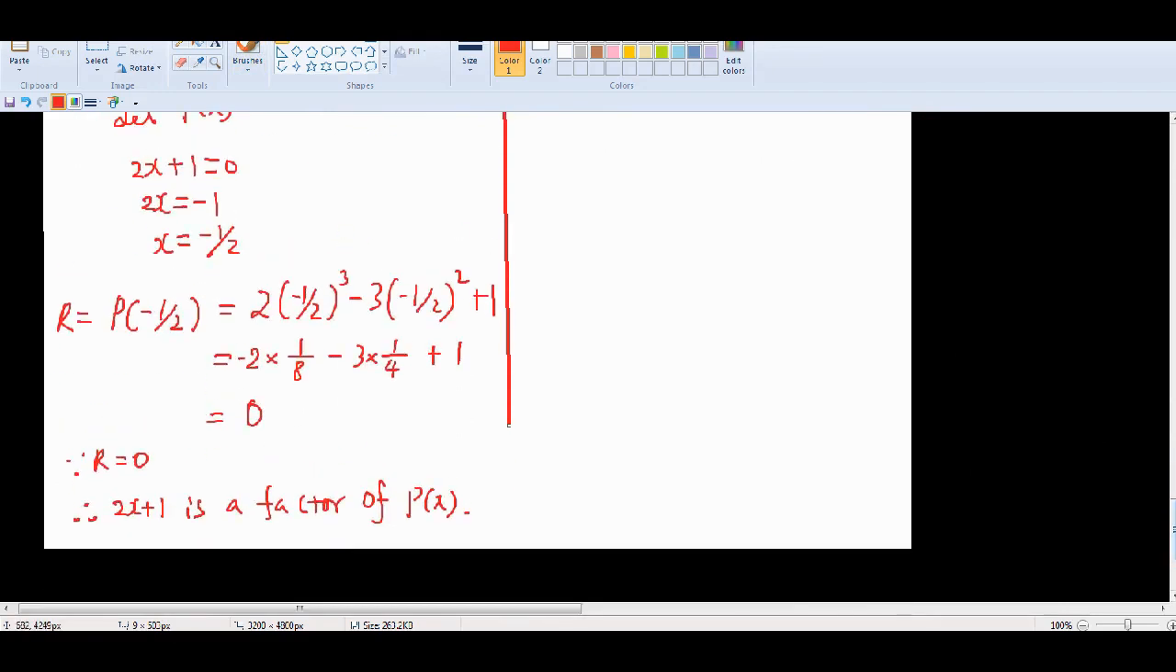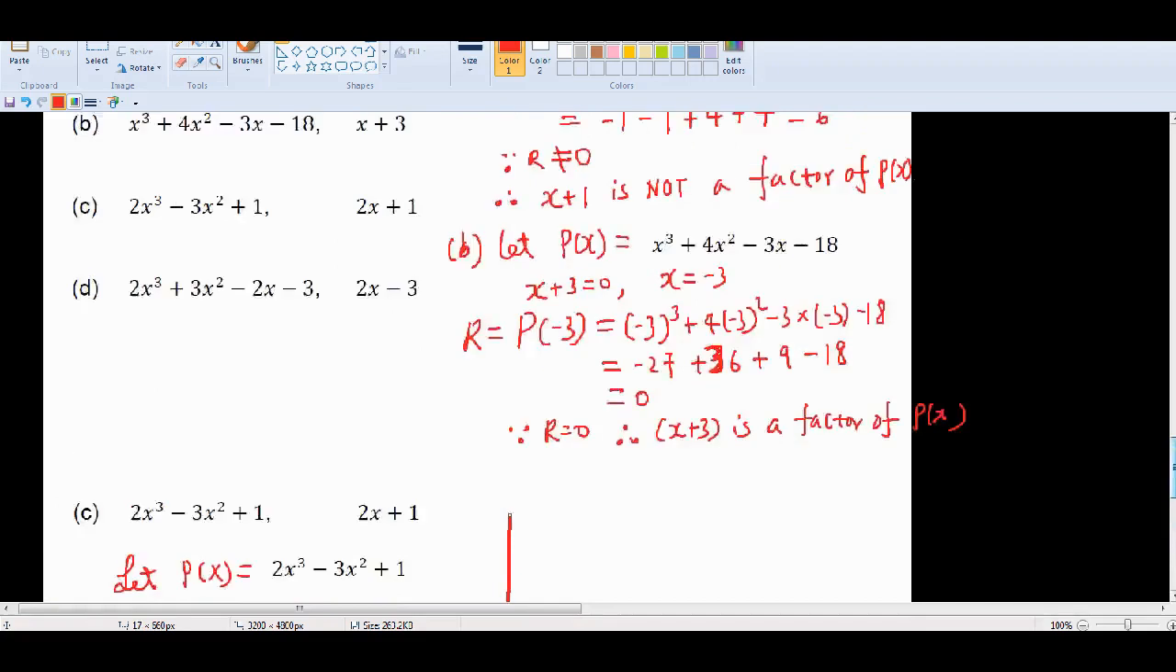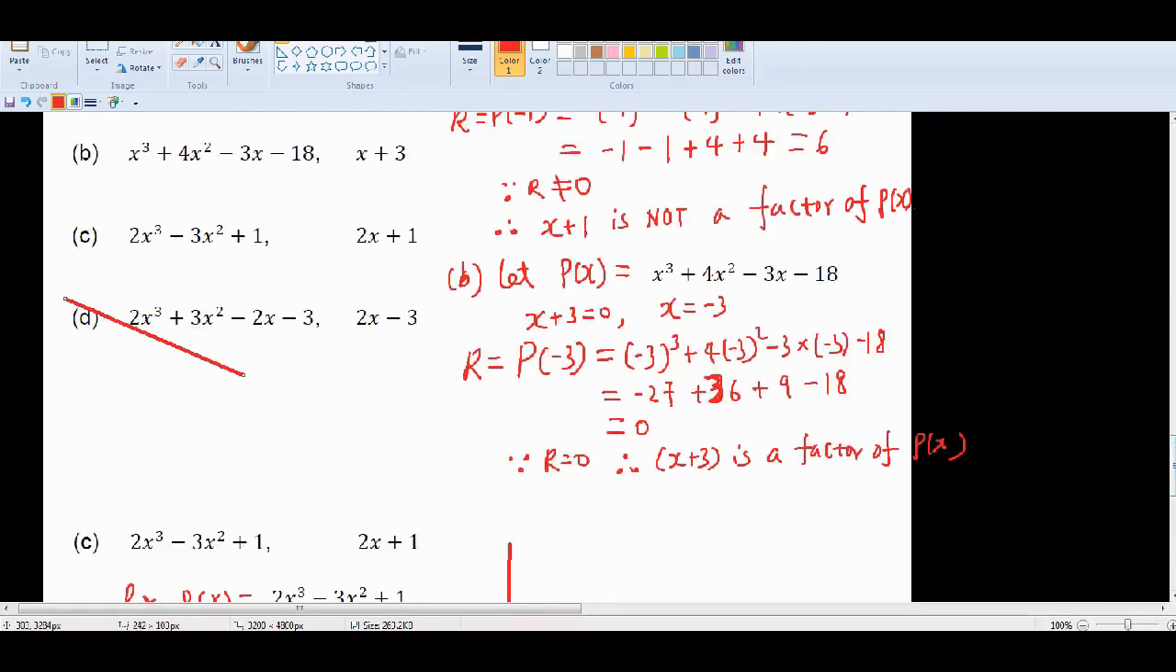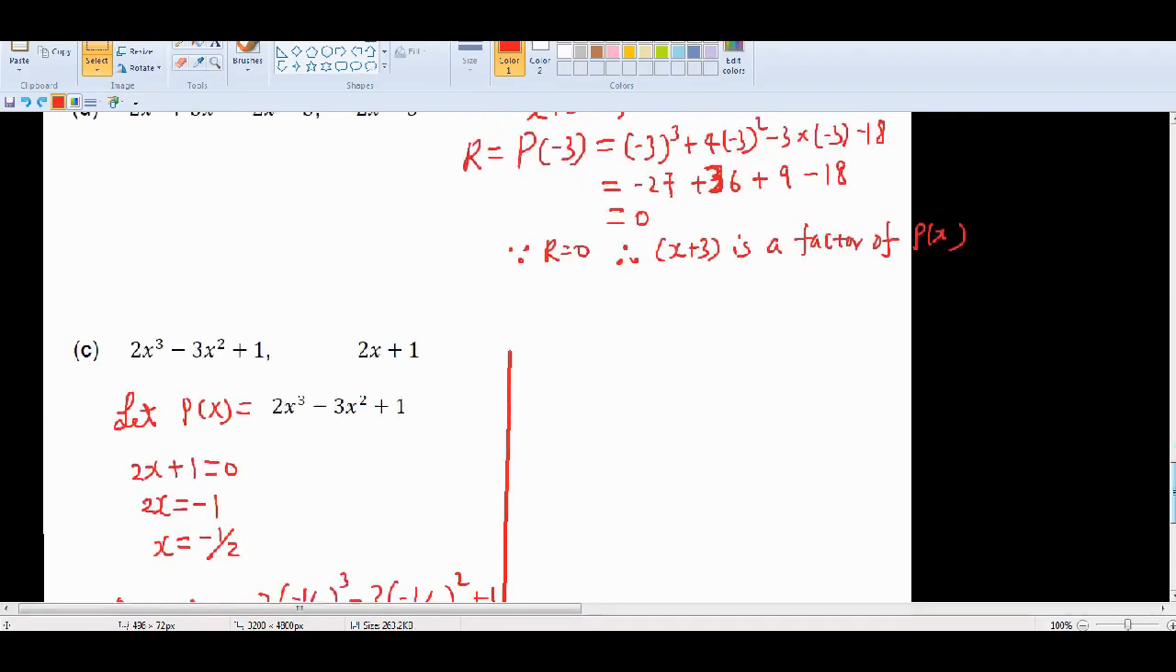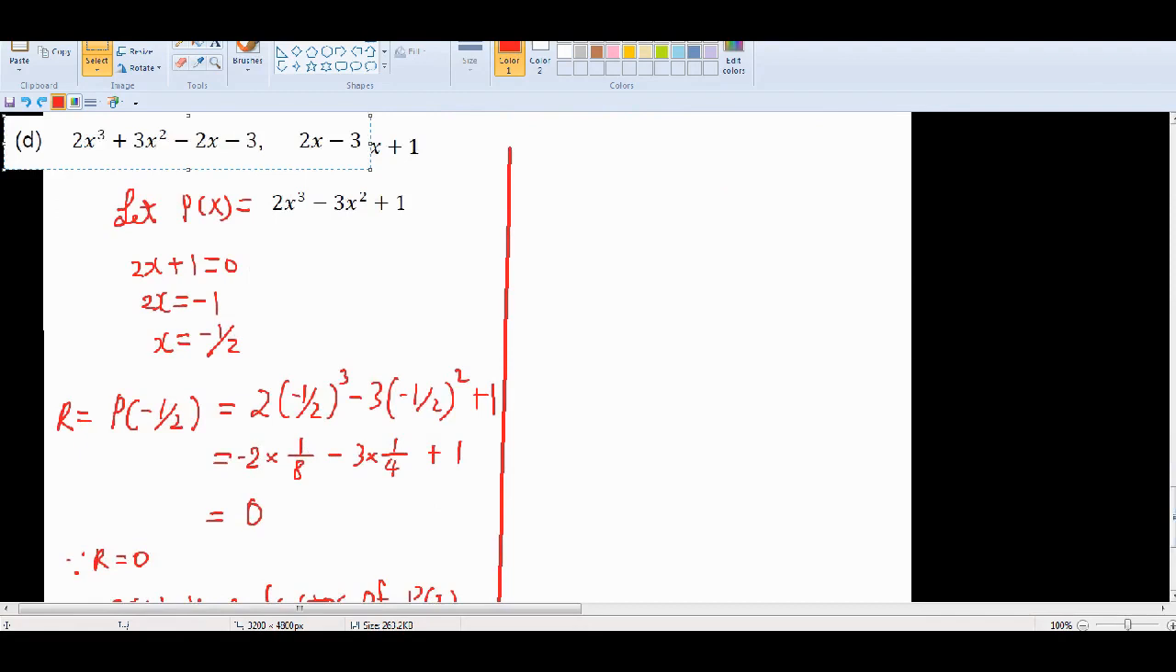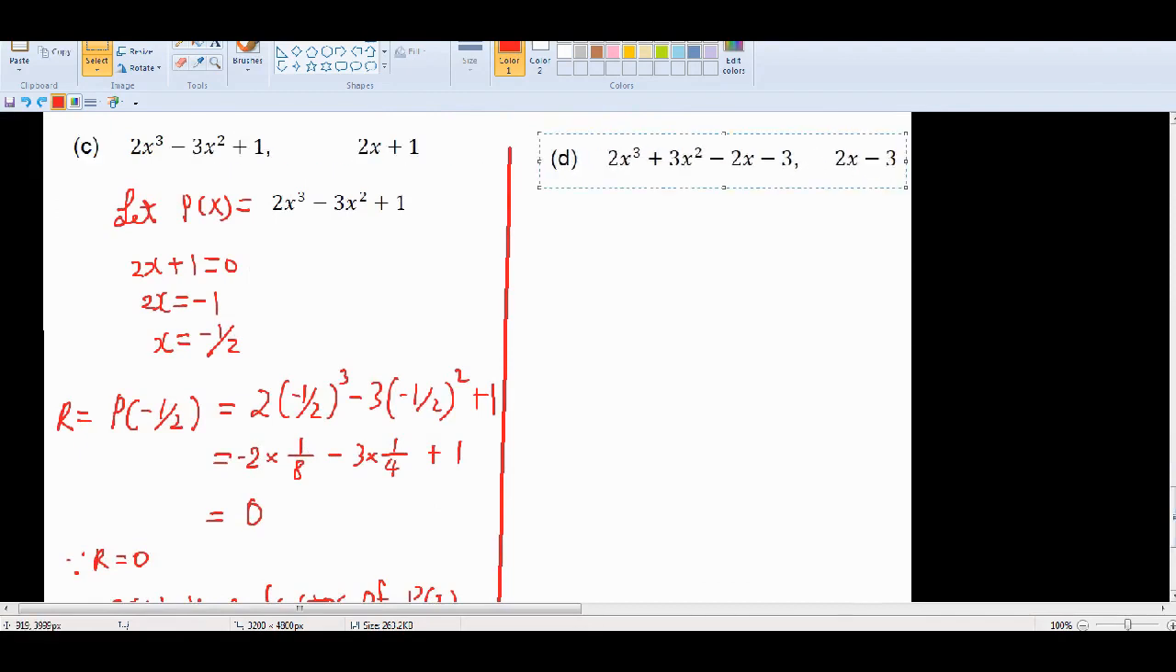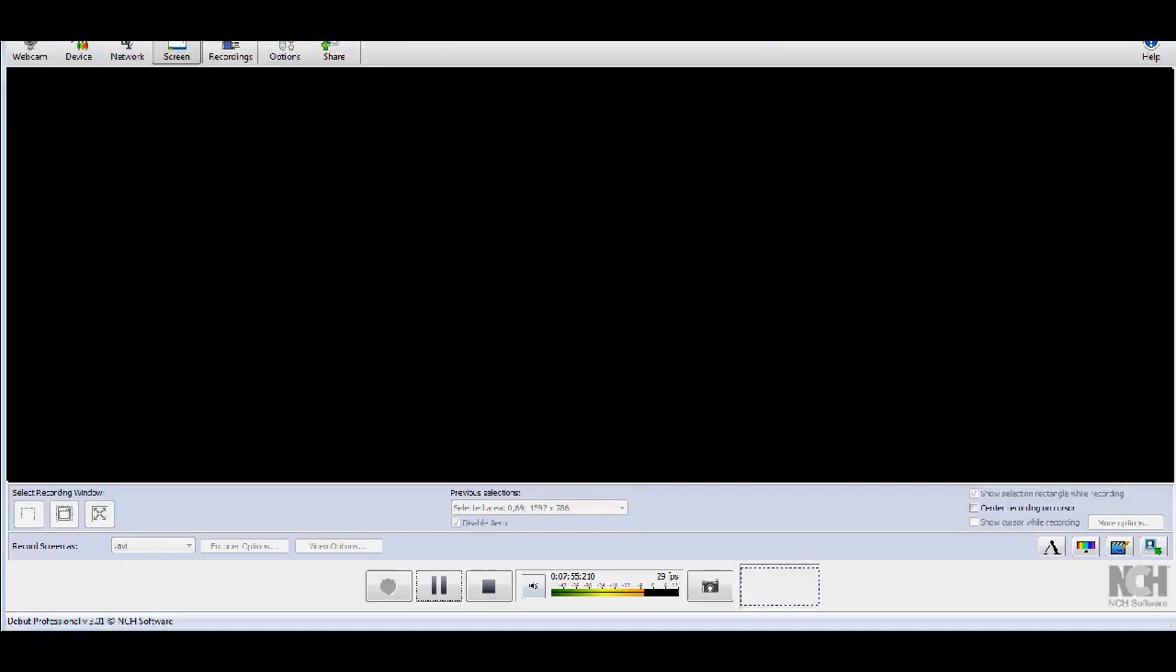For the last one, I will give you the chance to do it by yourself, to have a go. Try to see if that cubic polynomial has a factor 2x minus 3. Okay, so pause the video now and try to do it by yourself.